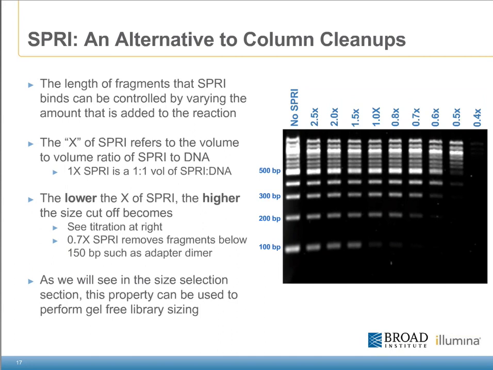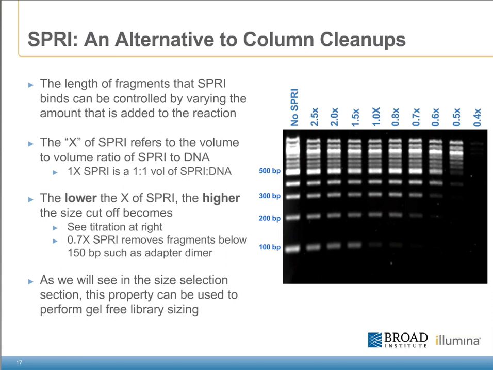So another property of SPRI that can actually be manipulated is that you can vary the size of fragments that bind to SPRI by varying the amount of SPRI that you add to the reaction. There's something called the X of SPRI, that refers to the volume-to-volume ratio of SPRI to DNA. So, for example, a 1X SPRI is a 1-to-1 volume ratio of SPRI to DNA. So if you have a 50 microliter reaction, you add 50 microliters of SPRI, that is a 1X SPRI.